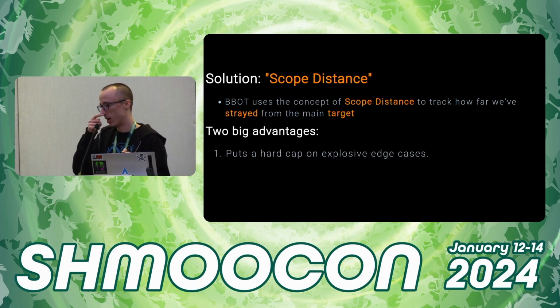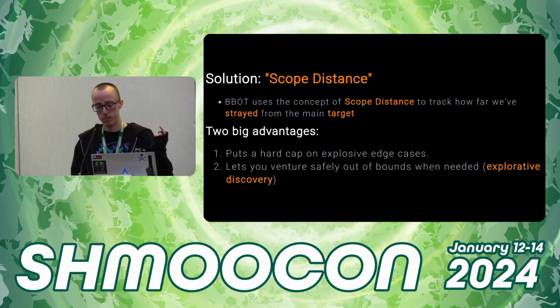It basically will cut it off after a certain point. The other advantage is that it lets you venture safely out of bounds to do explorative discovery. This is important because you don't want to only look at stuff that's in scope. Sometimes you need to step out a little bit to enumerate affiliates, that kind of thing.